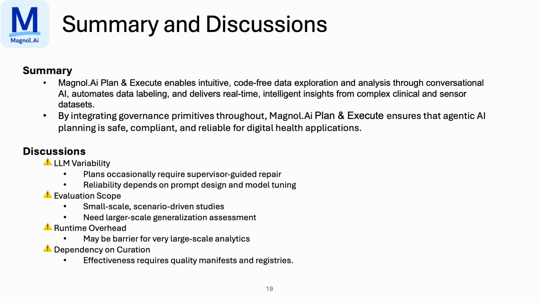Runtime overhead. The framework may introduce overhead for very large-scale analytics. Dependency on curation. Effectiveness relies on high-quality manifests and registries. These points highlight both the strengths and areas for future improvement. We invite your questions and feedback as we continue to advance safe agentic AI for digital health.